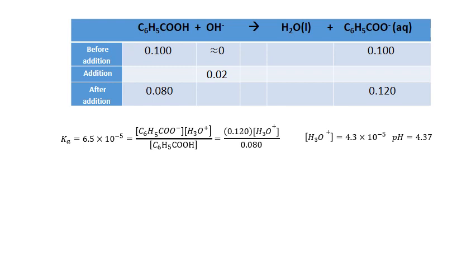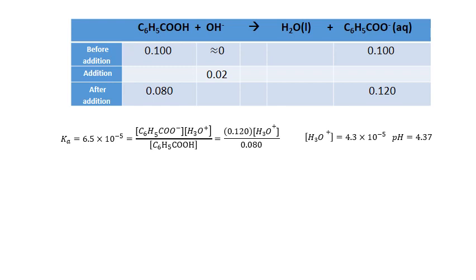Ka is the benzoate, the C6H5COO minus, times H3O plus, over benzoic acid. Put in the values for benzoate, 0.12, times the H3O plus. That was the X before, but now I'm just calling it H3O plus, and 0.080 for the benzoic acid. Okay, rearrange that and you find what you found before, 4.3 times 10 to the minus 5, and the pH is 4.37. Okay, so we didn't really do that ice table.